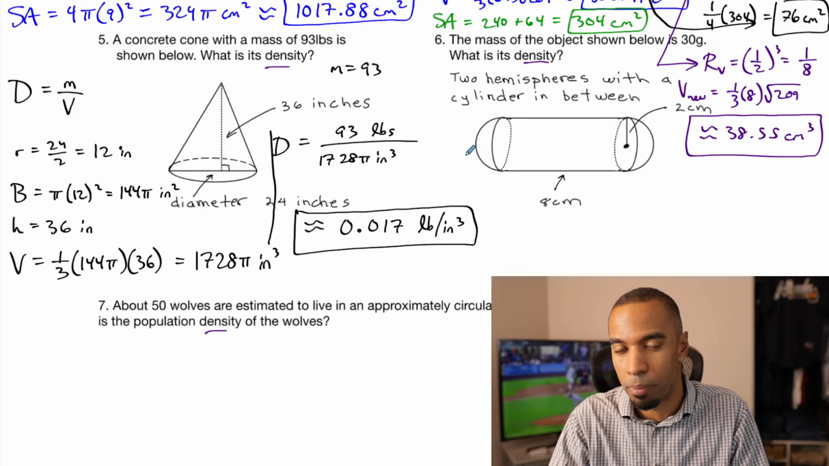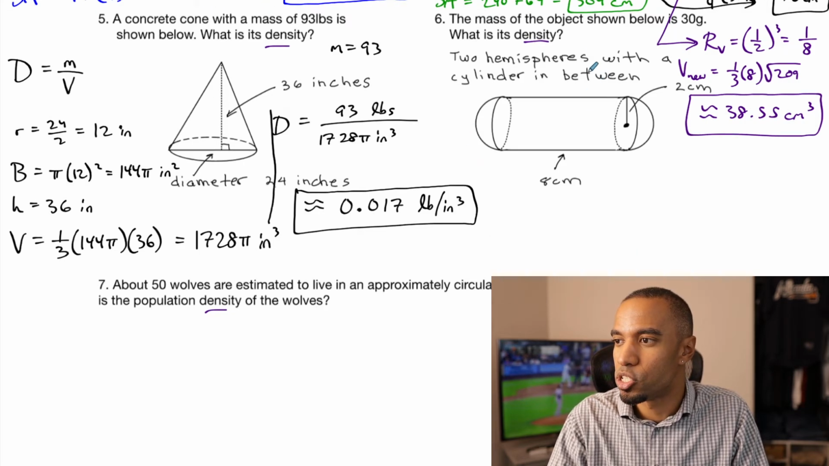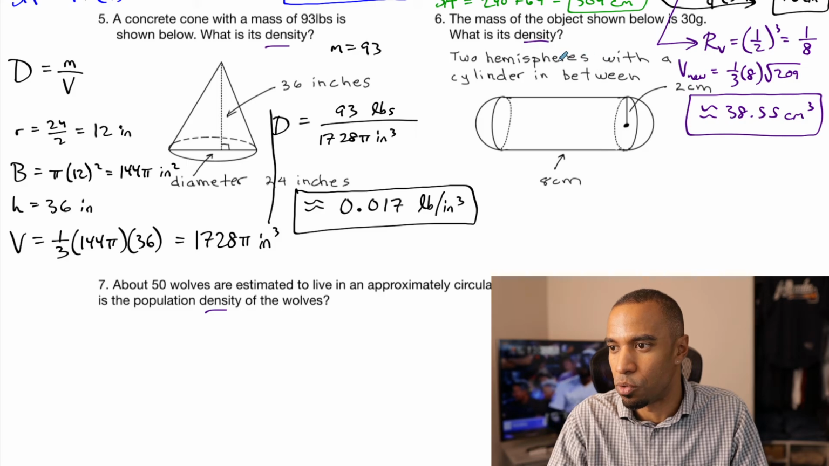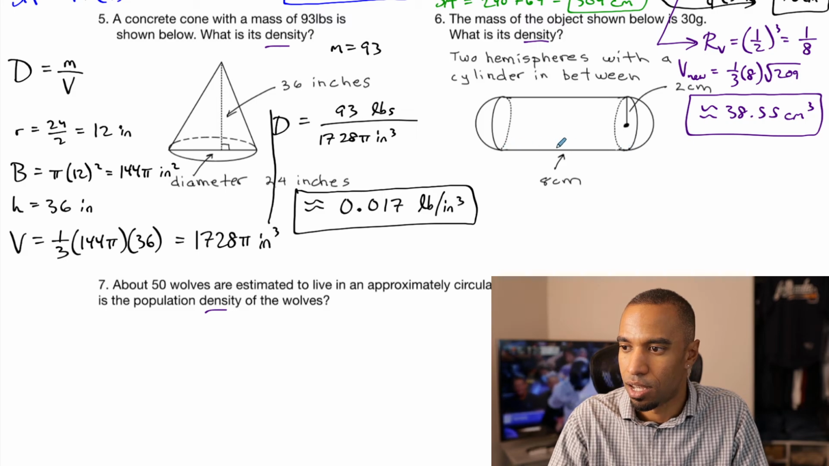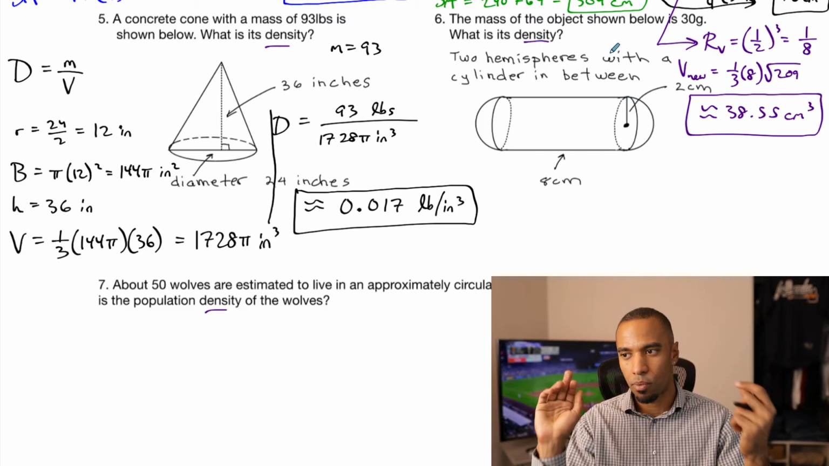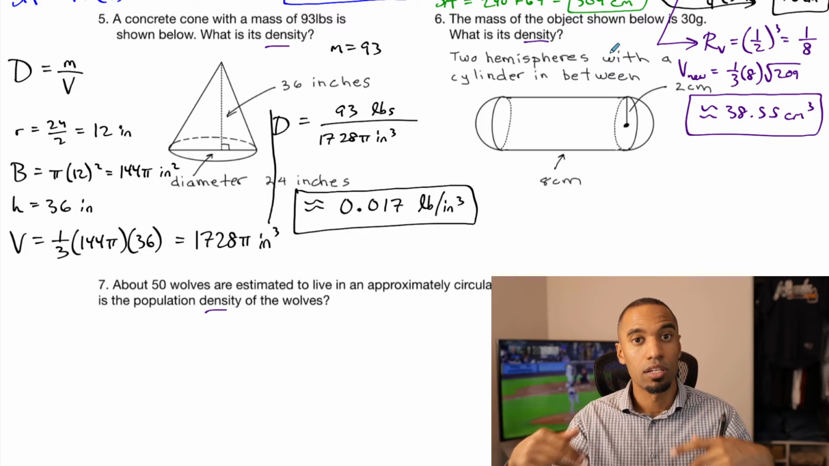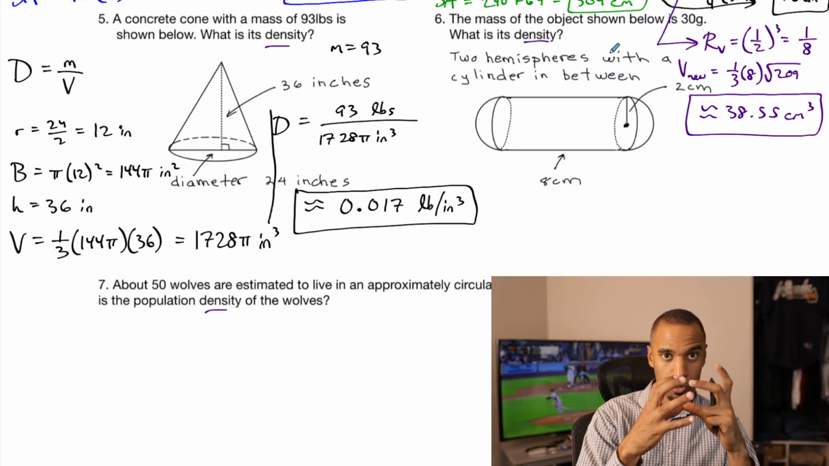Because it's very volumetric. All right, number 6. The mass of the object shown below is 30 grams. What is its density? We have two hemispheres with a cylinder in between. The cylinder looks like it has a height of 8 centimeters, and it looks like we got a radius of 2 centimeters. Now remember, that radius applies to both the two hemispheres that make a full sphere, right?